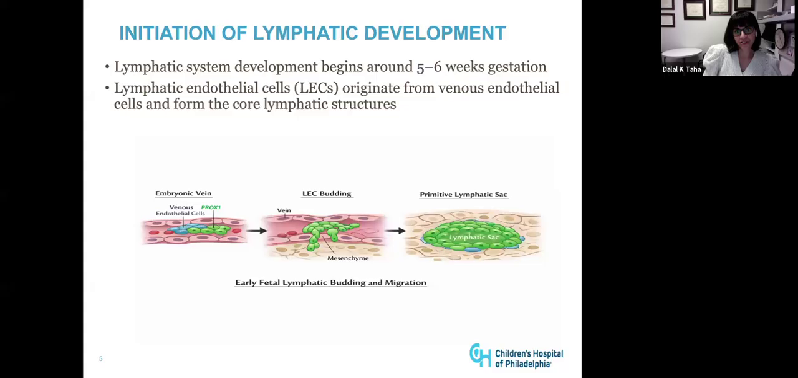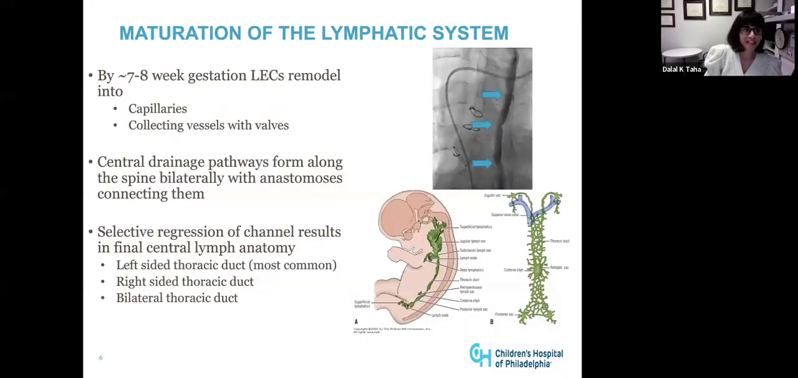So lymphatic endothelial cells originate from the venous endothelial cells, and then later on, they'll form the core lymphatic structures. So by 7 to 8 weeks gestation, the lymphatic endothelial cells remodel into lymphatic capillaries and lymphatic collecting vessels that have valves. The valves are not quite mature yet, but in this fluoroscopic image, the blue arrows are pointing to the appearance of valves within a lymph vessel. And we'll go over this again later on in the talk.